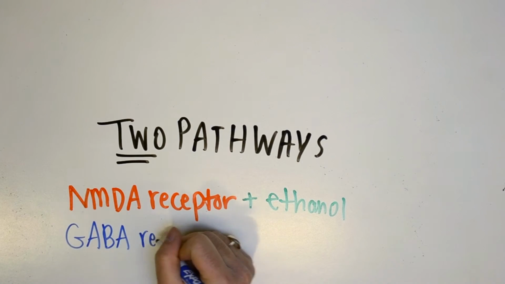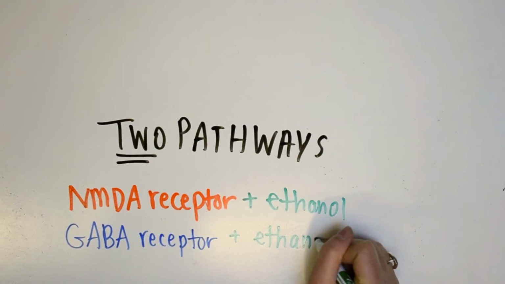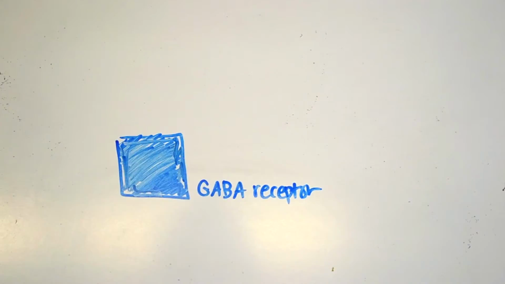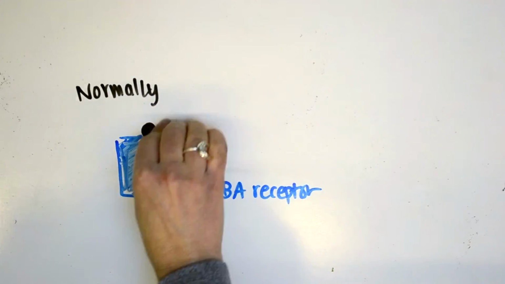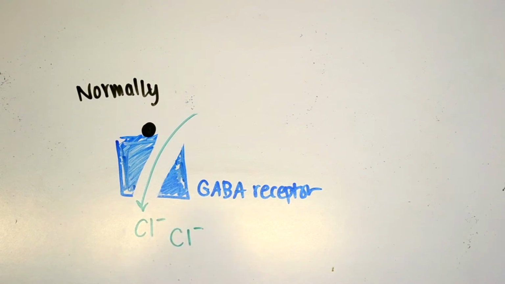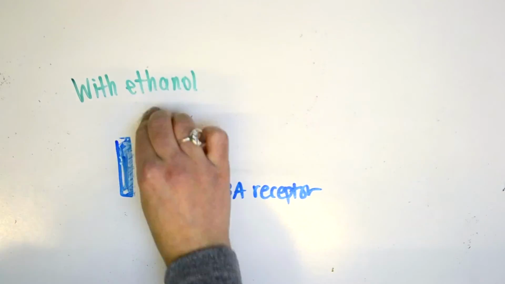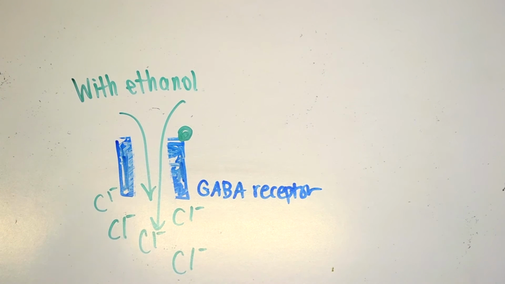The second pathway involves ethanol binding to receptors normally meant for GABA. When GABA normally binds to the GABA receptor, it allows negatively charged ions to enter the cell, which makes action potentials less likely. When ethanol is bound to GABA receptors, it actually allows more negative ions to enter the cell.